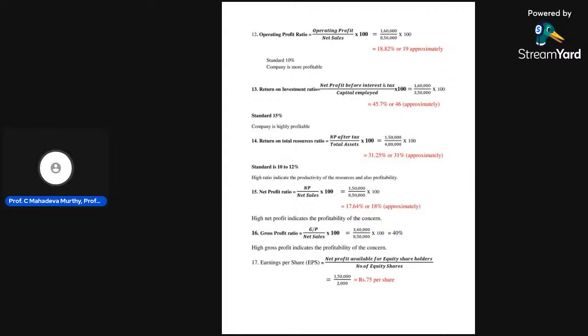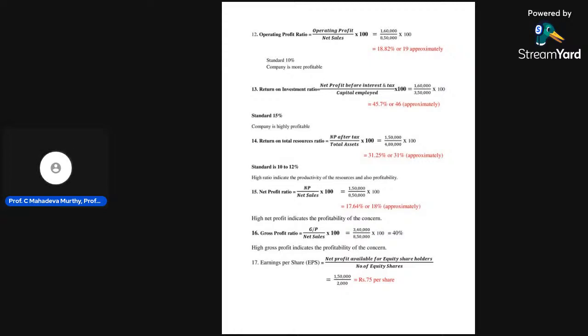Then the next one, the 15th one, net profit ratio. Net profit divided by net sales into 100. Net profit is 1,50,000. Net sales is 8,50,000 into 100. 17.64 or approximately 18%. Higher net profit indicates higher profitability of the concern.